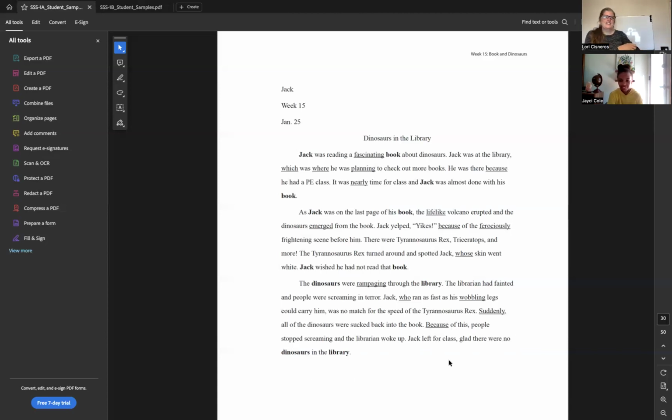Almost kind of like yours with the getting sucked into the book, they got sucked back in the book, but I like how you had yours with the boy getting sucked into the book. So, okie doke, that was it. I just wanted to show you that example, and I'm excited to see what you come up with. And do you have any questions about the homework or anything?